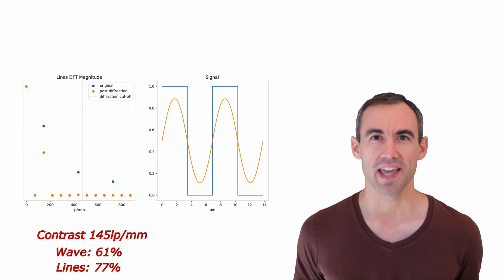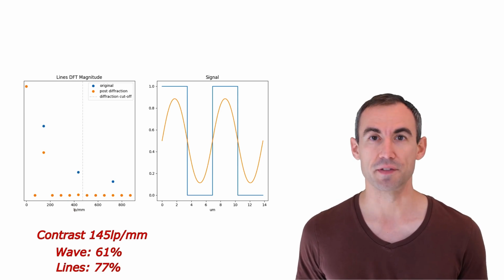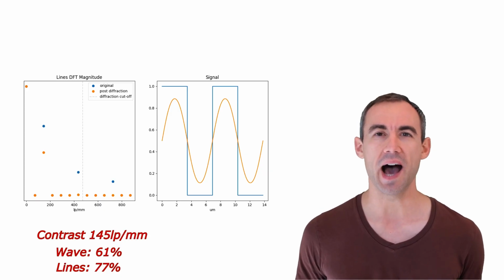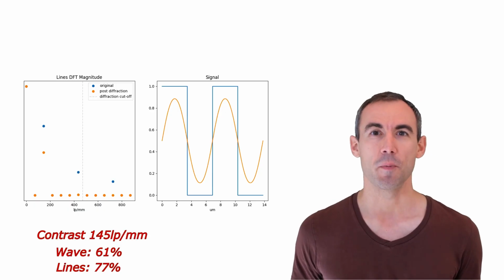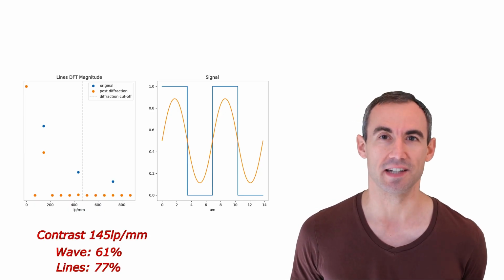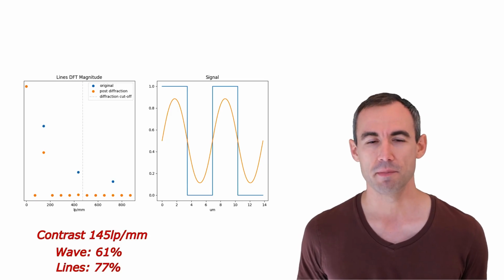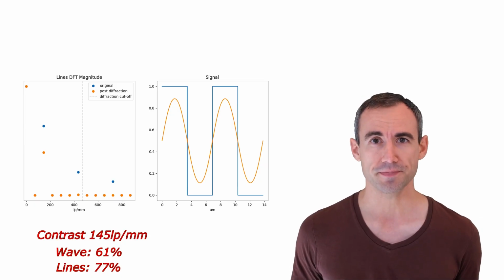So the good news is that if we take pictures of features of a certain frequency, and if those features have sharp corners, then the resulting contrast will be higher than what's shown in the MTF chart. But on the other hand, we can't use line patterns to create an MTF chart, because that would give overly optimistic results. But generally, we don't do that ourselves anyway.